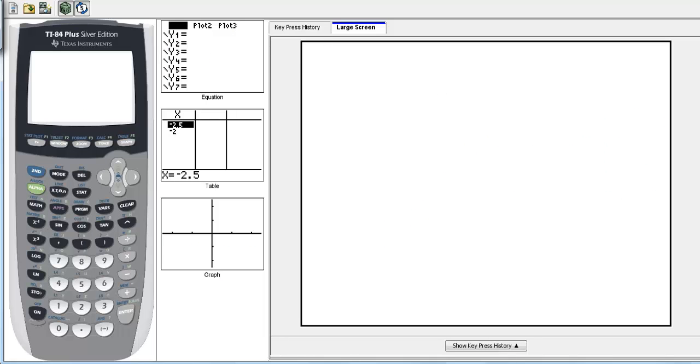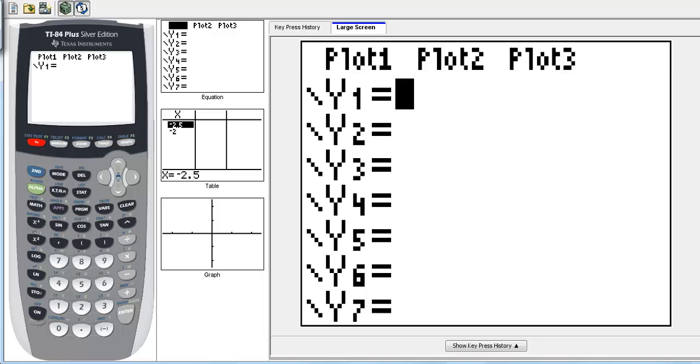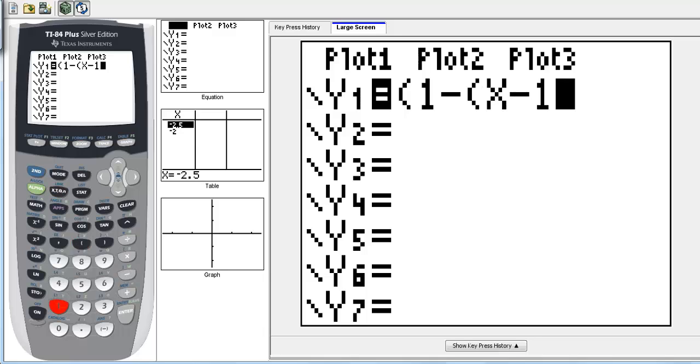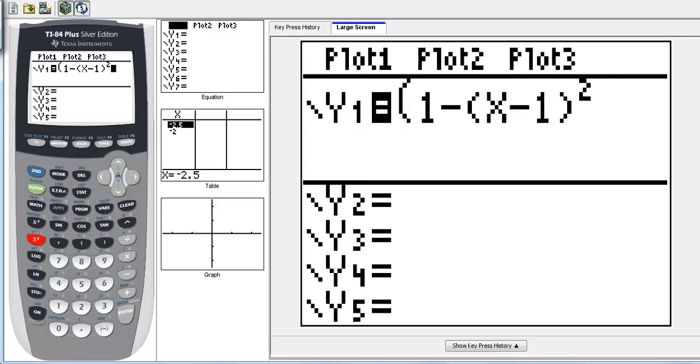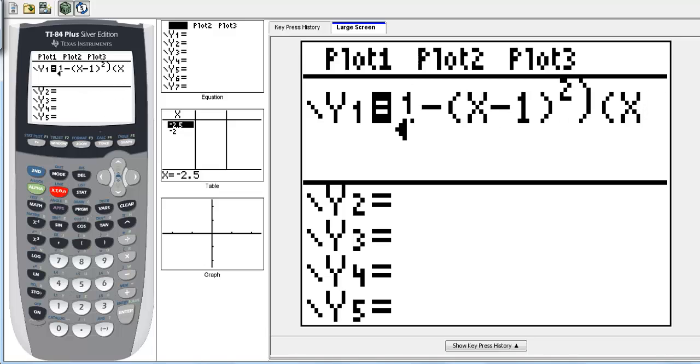So going to the calculator, if we go into y equals, then we need to type parentheses 1 minus parentheses x minus 1, close the parentheses, we want to square that, and then we want to close the whole thing in parentheses. We're going to open another set of parentheses, and then we're going to type in x. Now, where do we have the less than or equal sign?